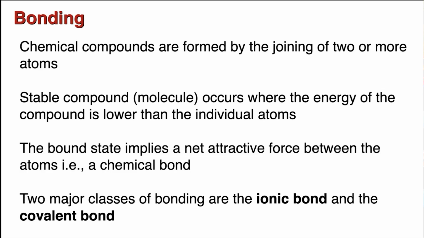And so the bond state implies a net attractive force between the atoms, right, which is sharing electrons. So we've got a negatively charged anion joining up with a positively charged cation. So that forms a chemical bond. And we've already talked about the 2 major classes of bonding, our ionic bond and the covalent bond.